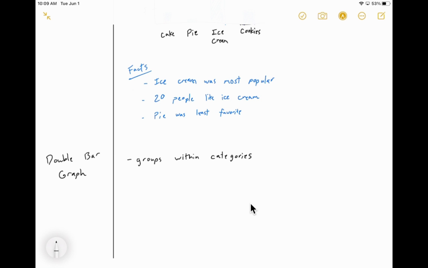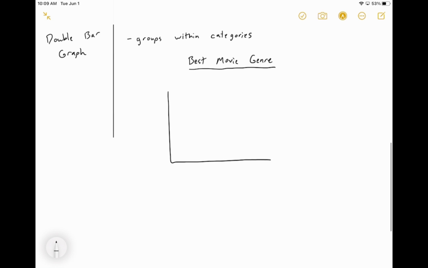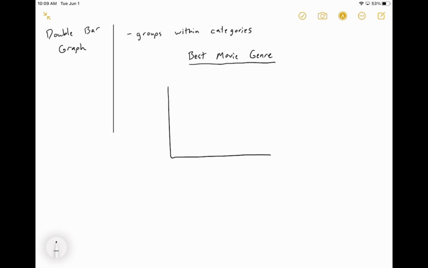Okay, so here we go. Let's create what we call a double bar graph. The best movie genre is our category, our whole thing. So we're going to draw a graph again here. And here are the different categories that I had. I had comedy. I had horror. I'm going to write them a little bit sideways so they don't take up much space.